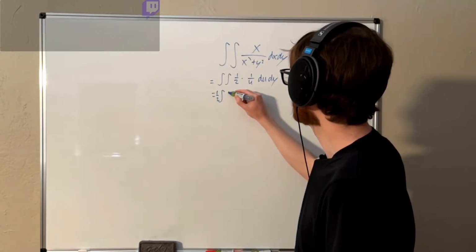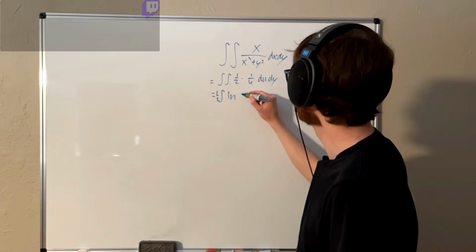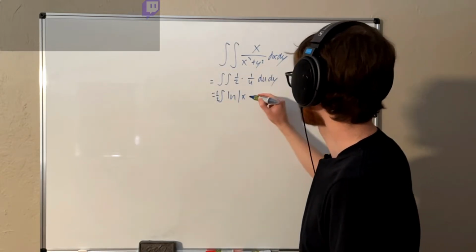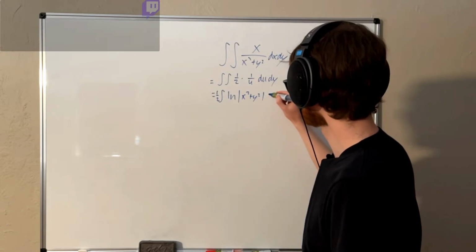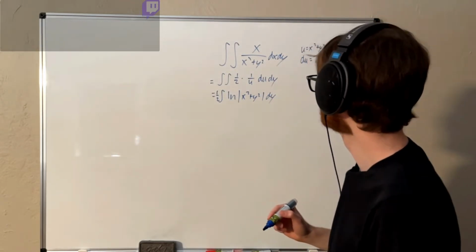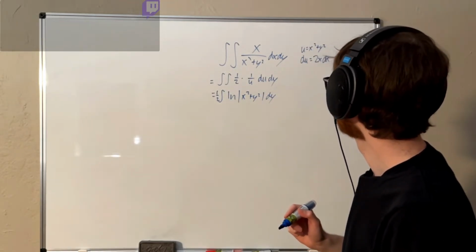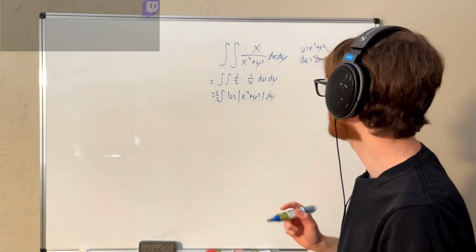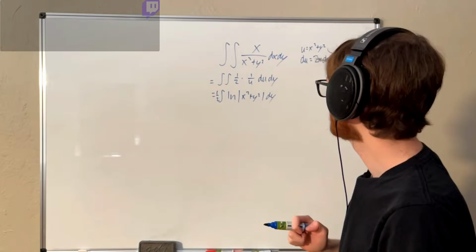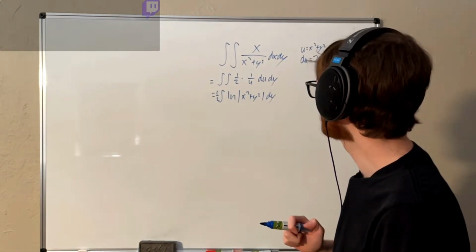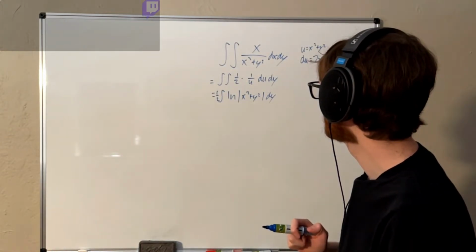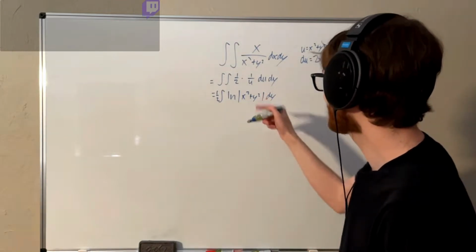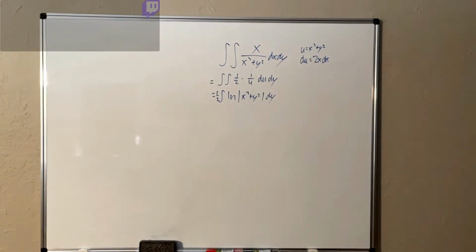If we integrate this, we get 1/2 ln, then u was x squared plus y squared, dy. And now we need to integrate. Oh god, what is that? Do you integrate y first? Because that doesn't seem easy to integrate, ln of y squared.